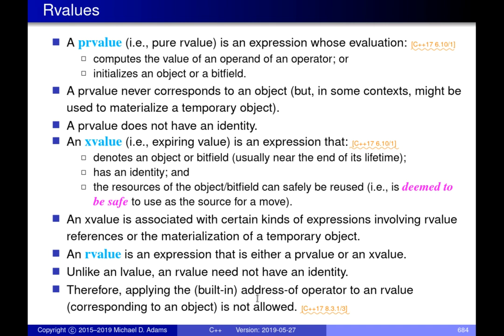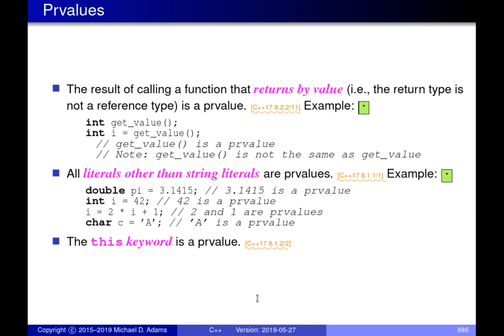It doesn't make sense to take the address of it because maybe it doesn't even have an address in memory. Maybe it just resides temporarily in some register or something. Anyway, enough about R values. So let's go into some examples of pure R values and X values. Again, these are subcategories of R values.